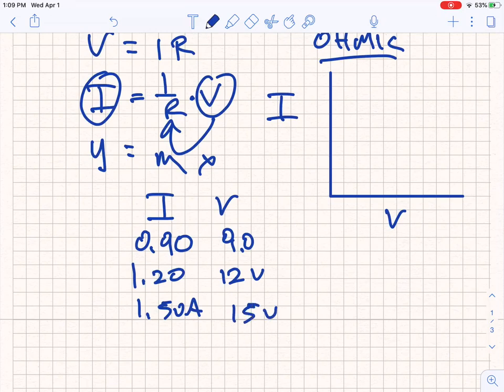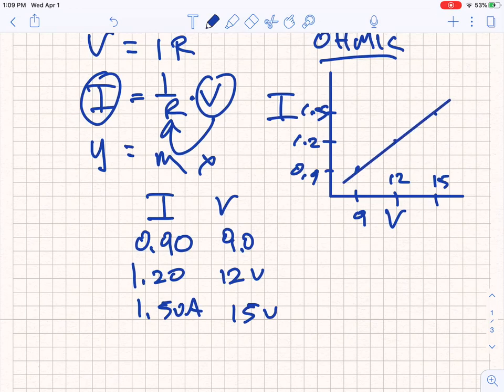Okay, now if you come over here and you plot this out, there's 9, 12, 15, and then you come over here and here's 0.9 amps and 1.2 and 1.5. What you'll see is that this creates this nice sloping line like this.